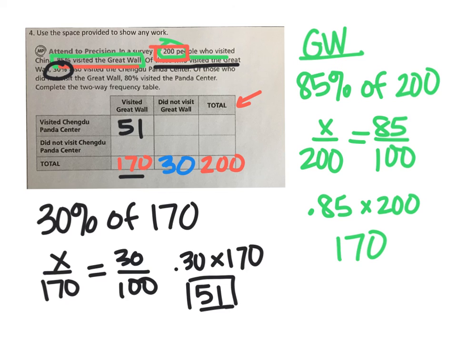And that's of the people that did not visit the Great Wall, 80% visited the Panda Center. So now you're going to use the 30, and 80% of those people did not visit. So I think you should be able to fill in the rest of the chart now without my help. You just have one more to set up, and that's dealing with the last sentence.